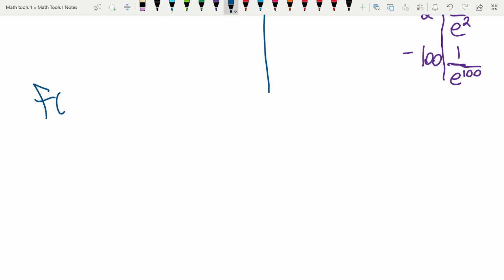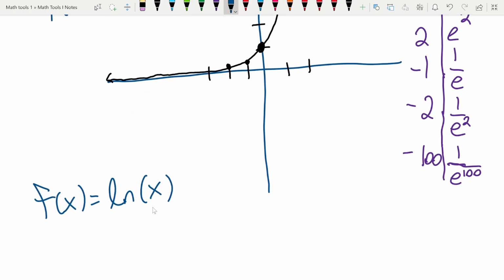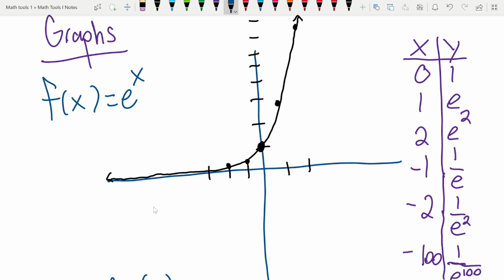Okay. So f of x equals natural log of x now. Oh, and by the way, on the exponential graph, the getting closer and closer to 0, we call that an asymptote. And we usually represent it with a dotted line. So we have a dotted line at y equals 0, and we call that an asymptote.